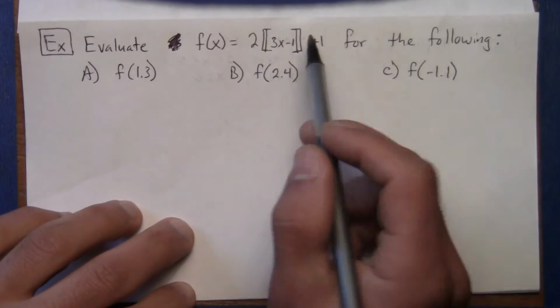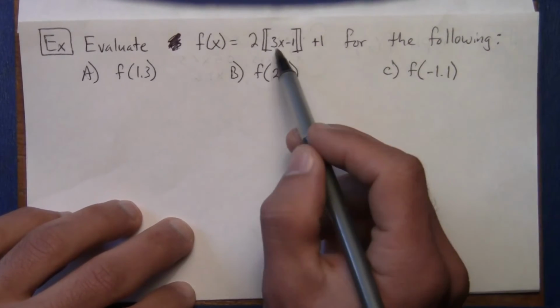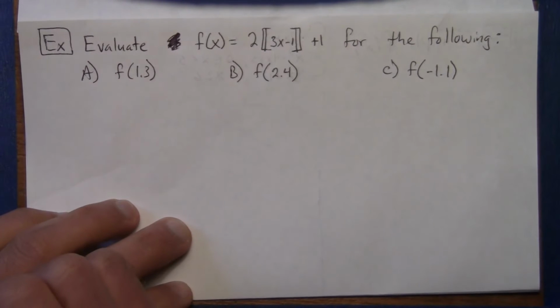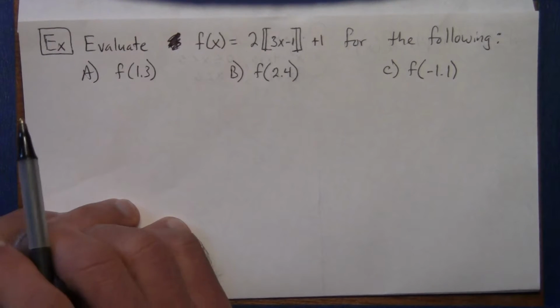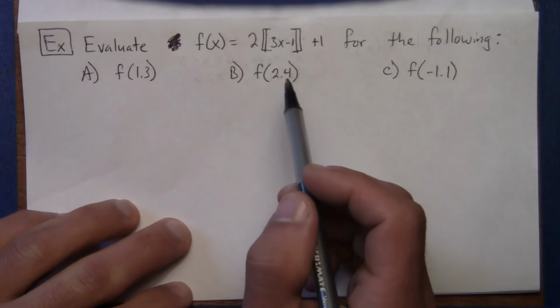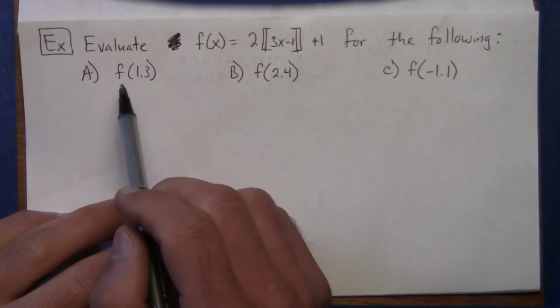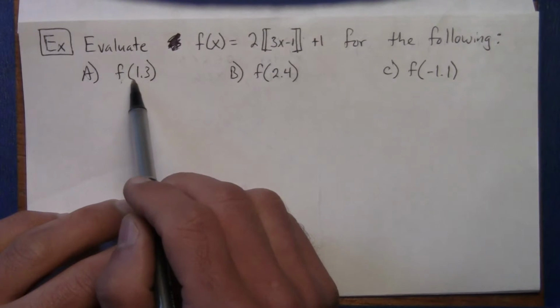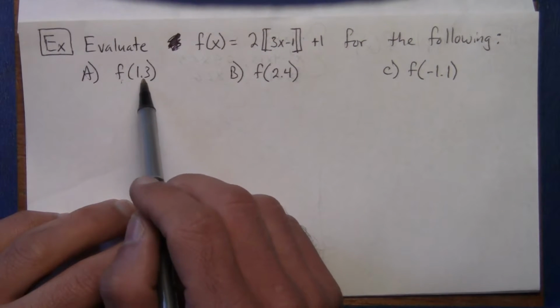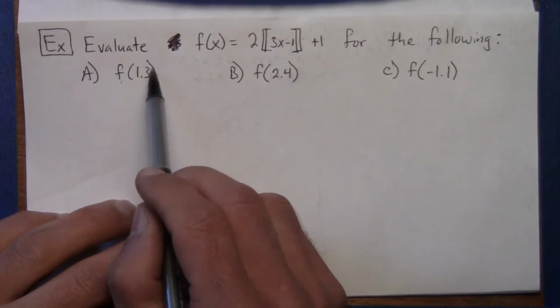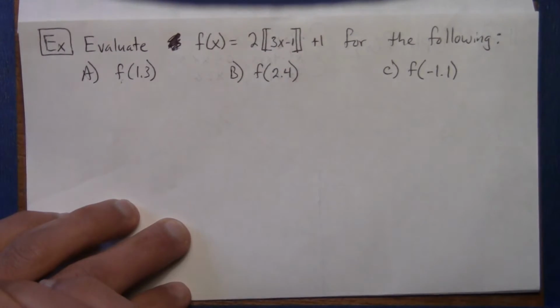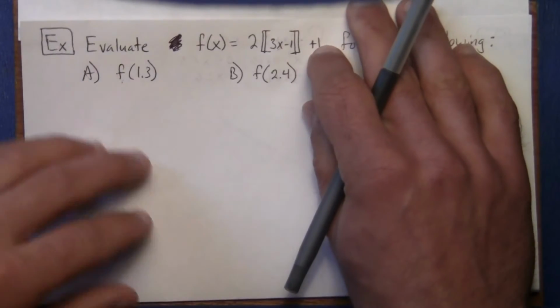When you see the symbol, the symbol our book uses looks like a bracket with an extra bar on the inside. That's representing our step function. When you have to evaluate, treat it like any other parenthesis. For letter A here, it's asking us to evaluate f of 1.3, and we should remember that because it's in parentheses that's the x value. So they want us to plug 1.3 in for x here and then simplify or evaluate.